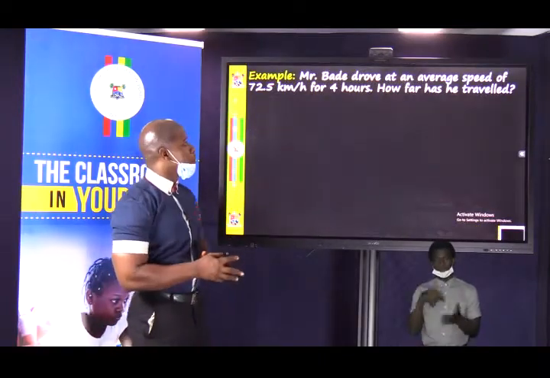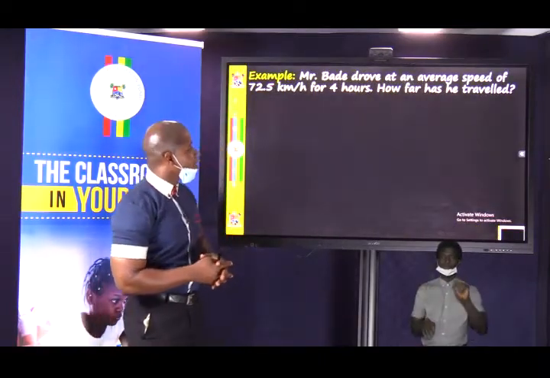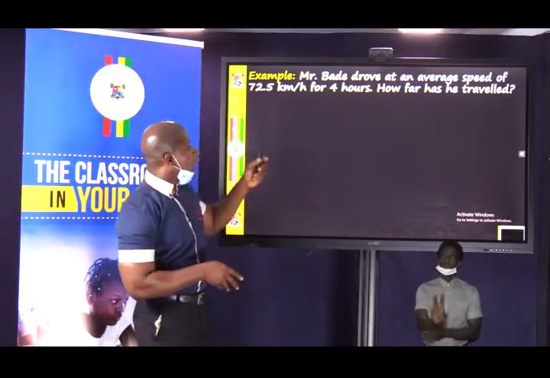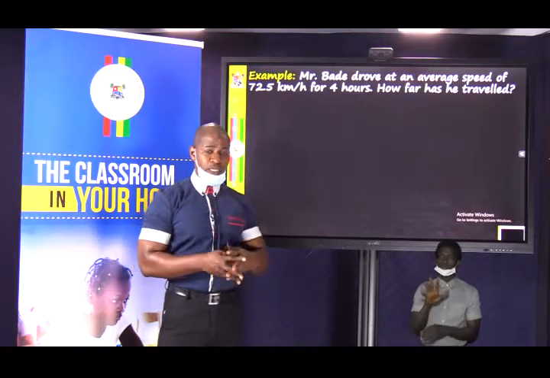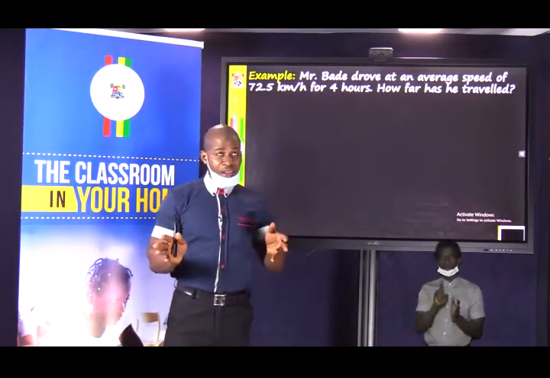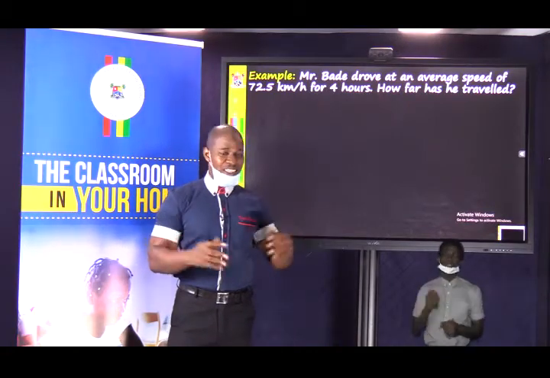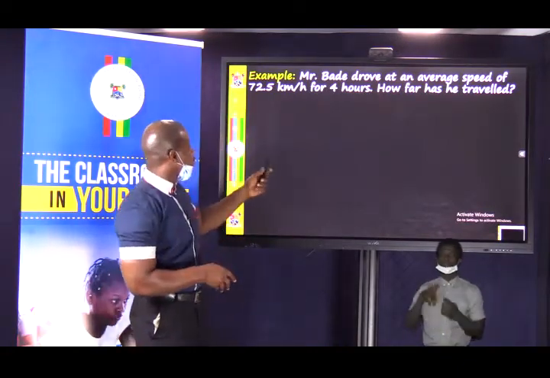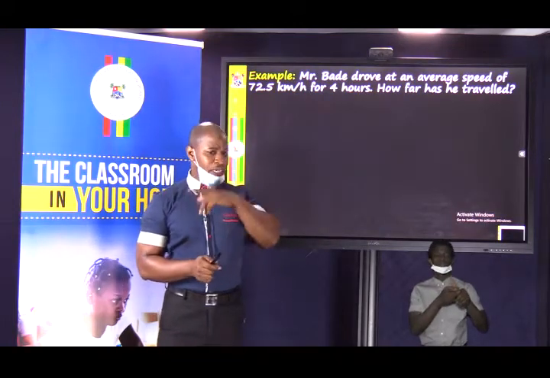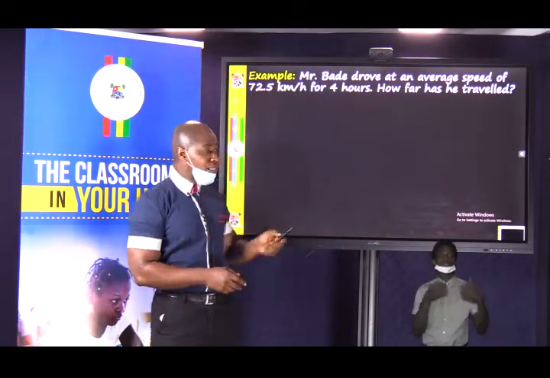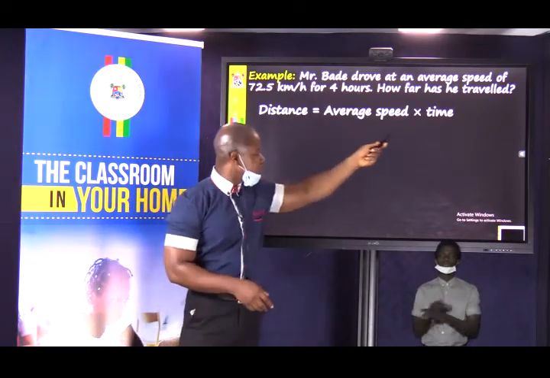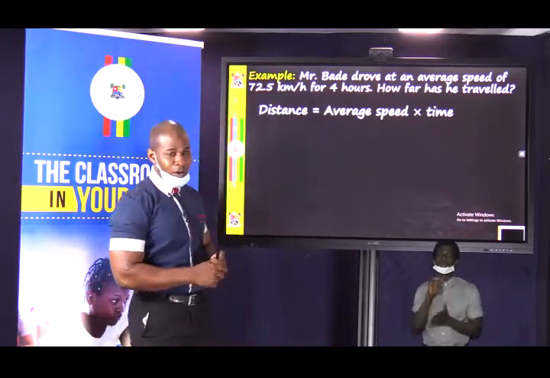This one says Mr. Bade drove at an average speed of 72.5 kilometers per hour. How far has he traveled? When they say how far, is that distance or time? I think how far is the distance. And to find, what's the formula for distance? Speed, distance over time. Time, distance over speed. That is DAT. Distance is average speed times time.